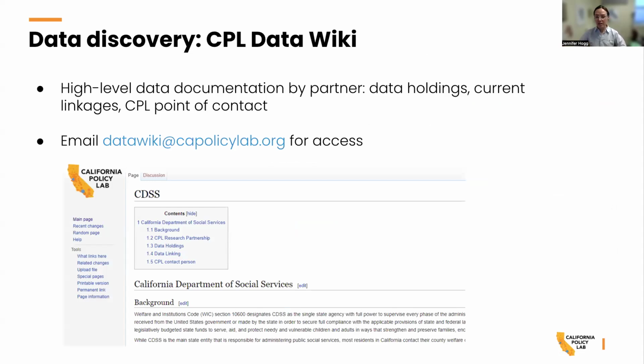We also maintain an internal wiki that gives an overview of our current partnerships and the data sets that we have access to. And you can get access to the wiki by emailing the address here, datawiki@calpolicylab.org. Specifically, the data wiki gives an overview of what years of data we have, what the data is, what our ongoing projects are, what linkages we have, and also a point of contact that you can reach out to with questions.